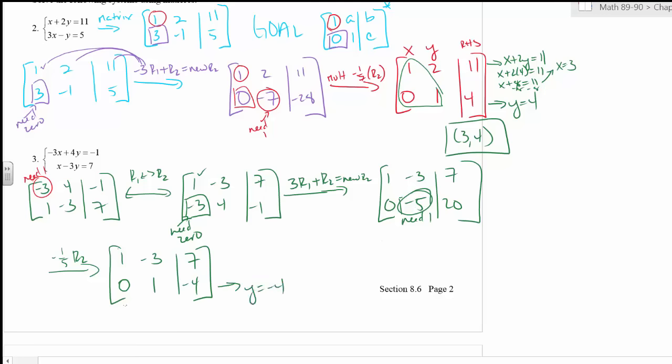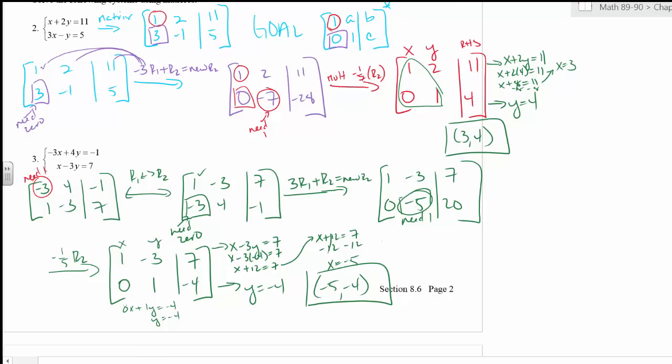That's because this is x, this is y. And this equation says 0x plus 1y equals negative 4, which is just the same as saying y equals negative 4. We're going to substitute that into the top equation. So the top equation says x minus 3y is equal to 7, but we know y is negative 4, so x minus 3 times negative 4 is 7, or x plus 12 is 7. We'll come up here and rewrite that. Subtract 12 from both sides, and we end up with x equals negative 5. So our solution is negative 5, negative 4.